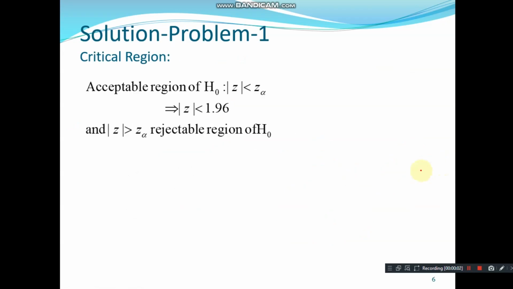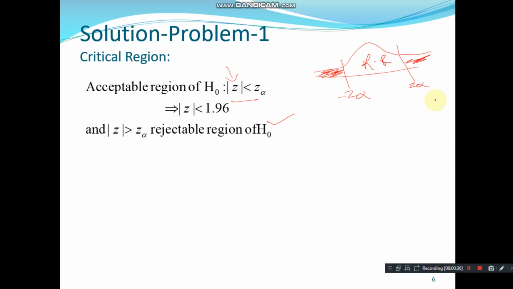What is the critical region? The acceptable region of H0 is mod Z less than Z alpha, because as I have drawn here, this is the shaded region and this is the acceptable region, so it is minus Z alpha to Z alpha. In between, if Z appears, that is the acceptable region. In the shaded region, if Z appears, that is the rejectable region. But how do you find those?